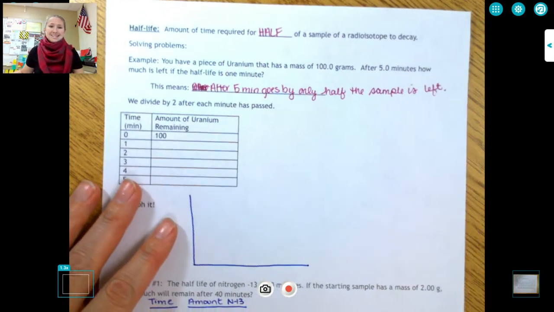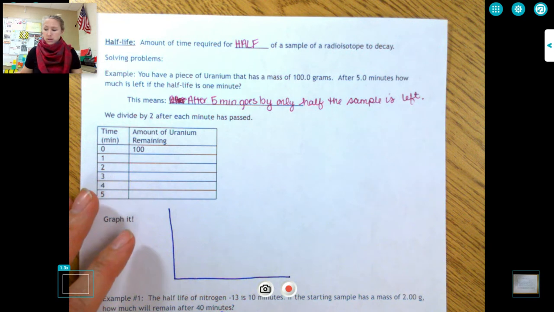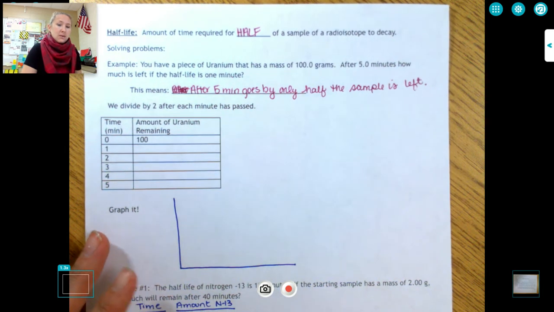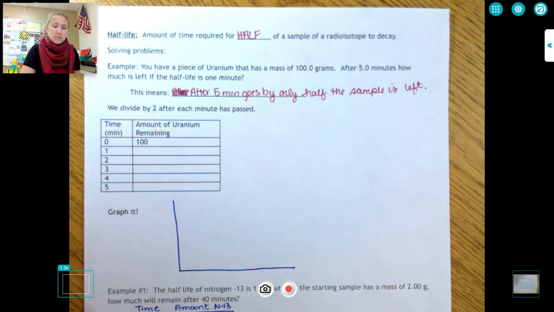Now, when things decay or break down because of a nuclear reaction, we have a half-life. And half-life, you may have seen before as exponential decay. We may have heard it before in radiometric dating or carbon dating. Half-life is the amount of time required for half of our sample of a radioisotope, something that's radioactive, to decay.